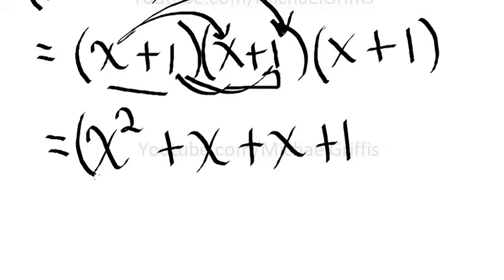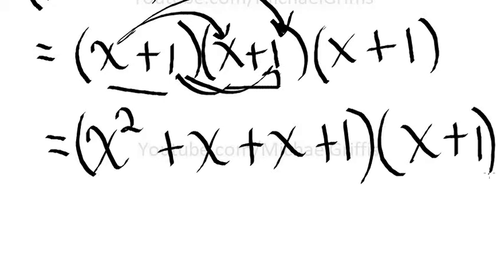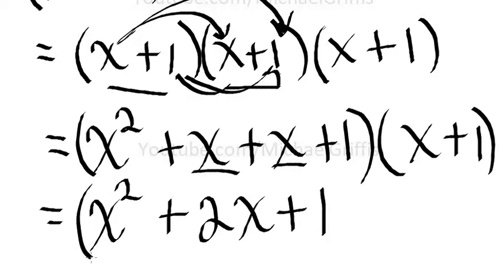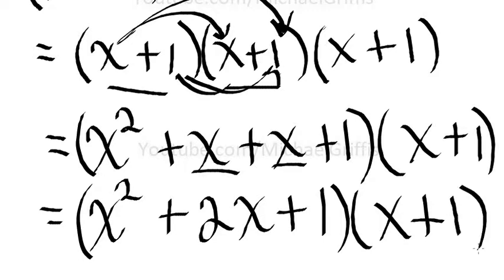Now all of this is going to be multiplied by x plus 1. But let's go ahead and clean this up a little bit. So we have x squared plus, collecting our like terms up, we're going to add them. There's 2 of them. And now we multiply that by x plus 1.